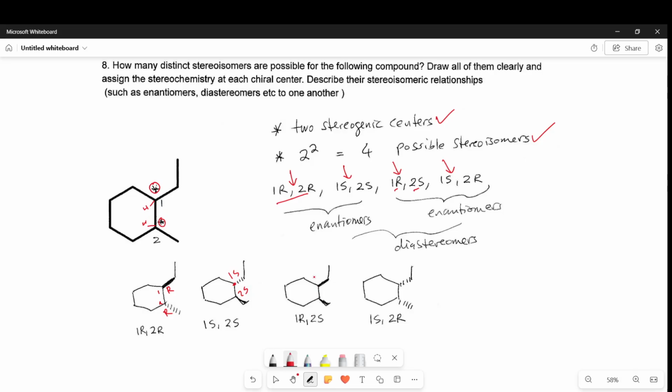And this is 1R, and this is 2S. This is 1S and this is 2R. So basically these are the two enantiomers I mentioned. These are enantiomers. Here are the other pair of mirror images, enantiomers.